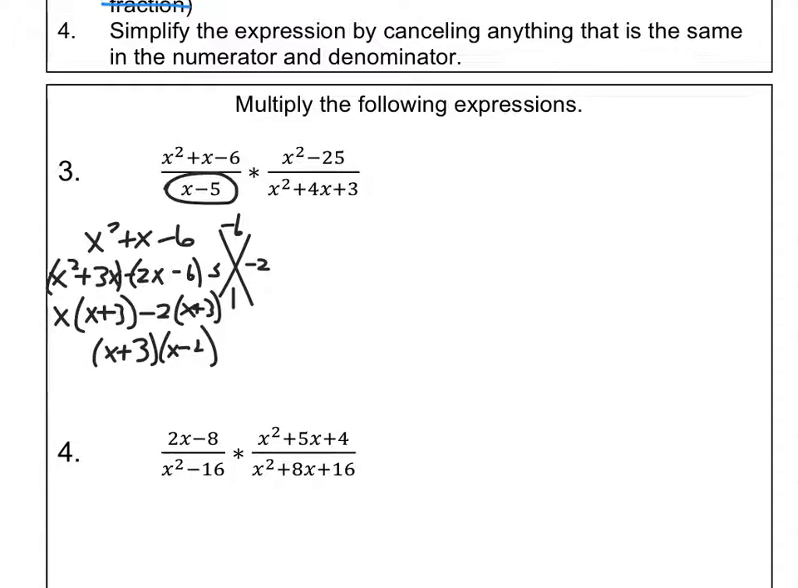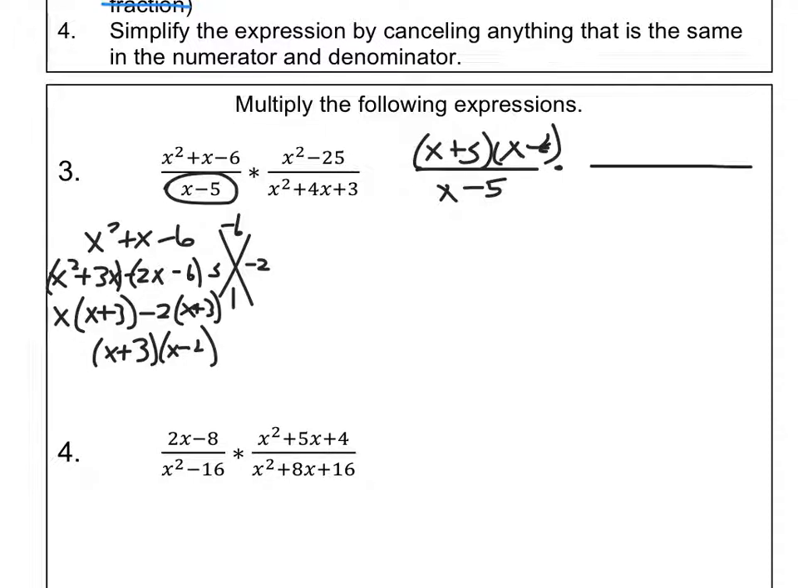So in my first fraction, I have x plus 3, x minus 2, and on the bottom I have an x minus 5.